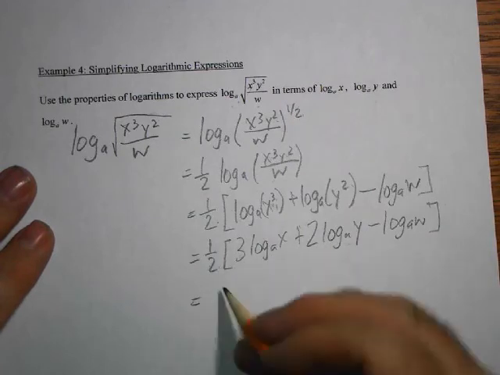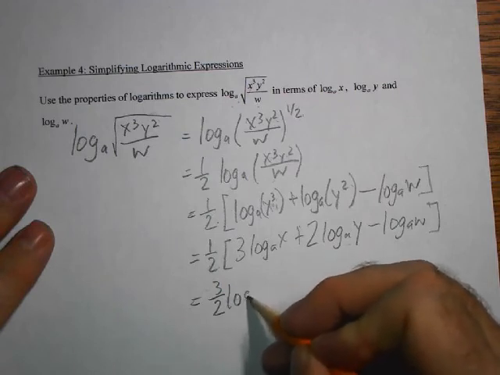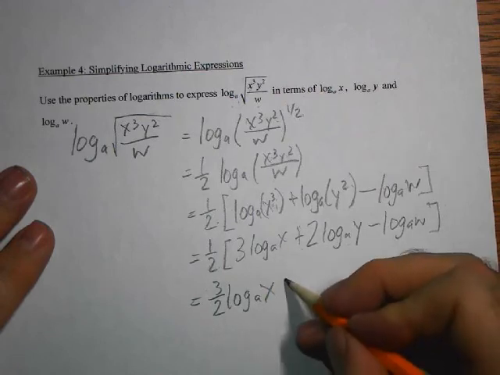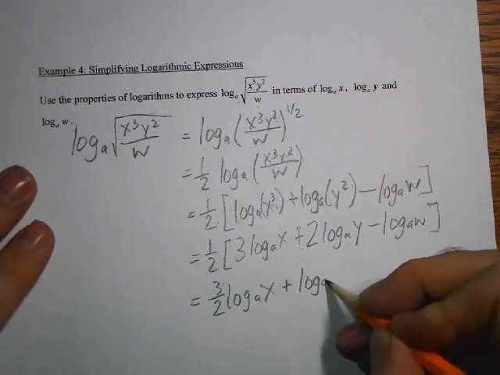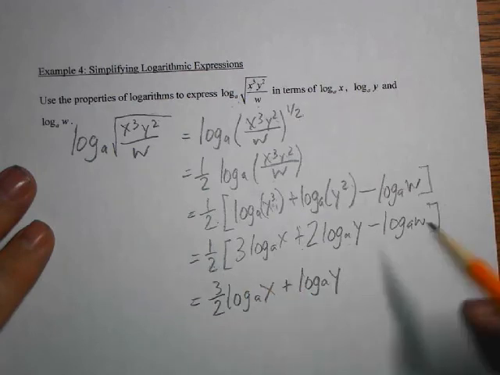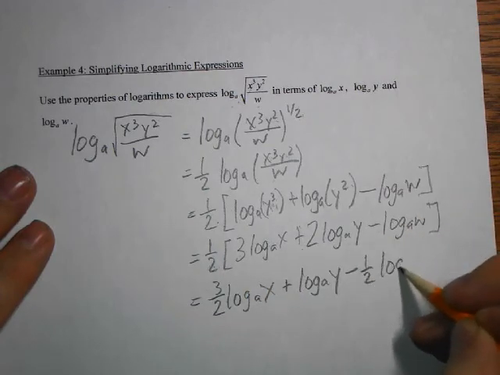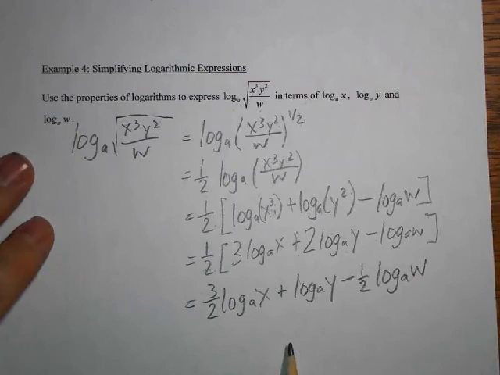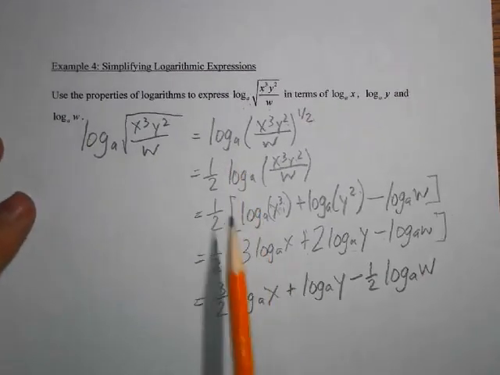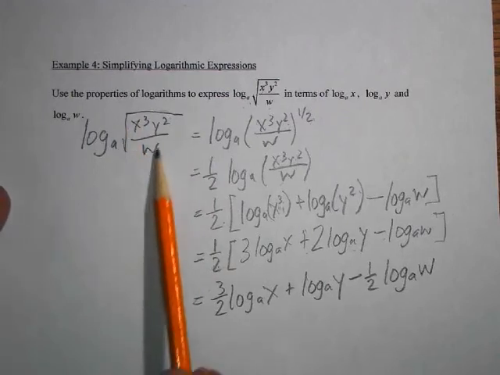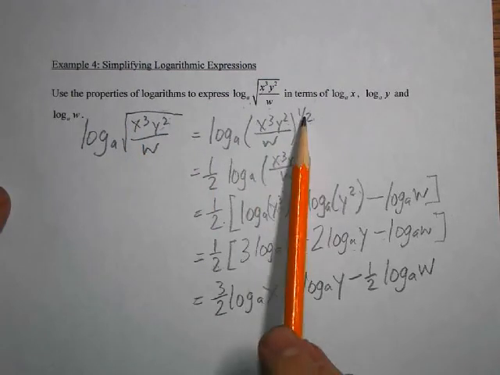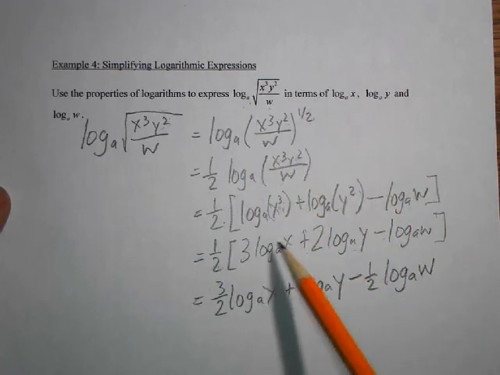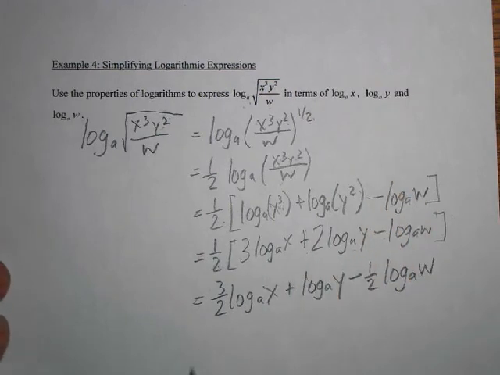So 1/2 times 3, that would be 3/2. 1/2 times 2 is equal to 1. So just put log base a of y, and then 1/2 times -1, -1/2 log base a of w, and that's our final answer. Okay, so you can really take a scary looking logarithm and you can use those laws to break it apart into very, very simple logarithms. Okay, so that's a good example of doing that.